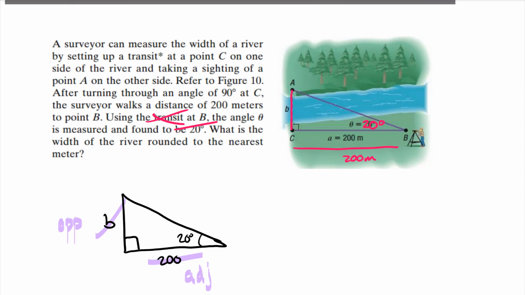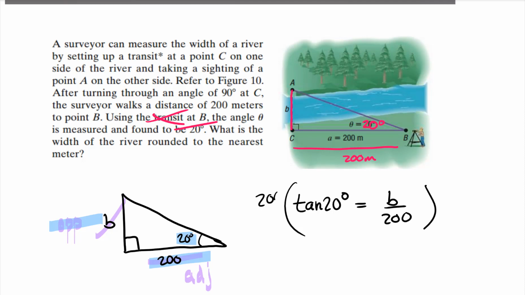So we look at that and we're like, opposite over adjacent, that's tangent. So we can say tangent of 20 degrees, the angle from which we're looking out, is equal to our opposite, B, over our adjacent, 200. Now multiply by 200 on both sides to get that out of there. Nobody likes fractions anyway, right? And B is equal to 200 tangent of 20.